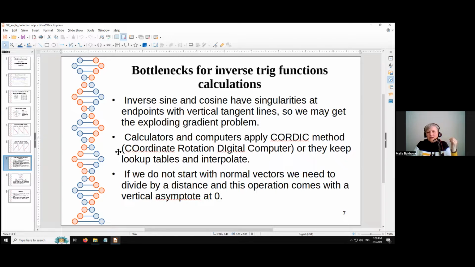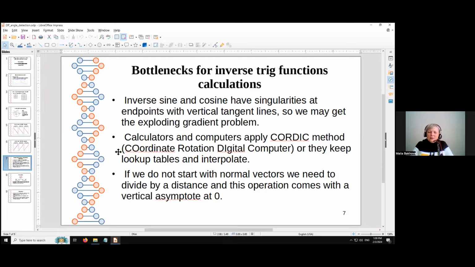What is usually done with computers is, because computers have huge memories compared to calculators, they just keep lookup tables, and intermediate values are interpolated. And even some calculators, if they have enough memory, use it because it is much quicker and reliable.